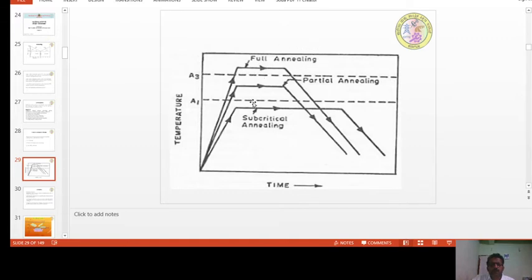And if the temperature in the annealing process is below the lower critical temperature line, then it is called subcritical annealing. And if the temperature is between the upper and lower critical temperatures, then it is called partial annealing. So these are the classification of the annealing process based on the temperature. But in actual practice, annealing is classified based on the application. So we will study the types of annealing.